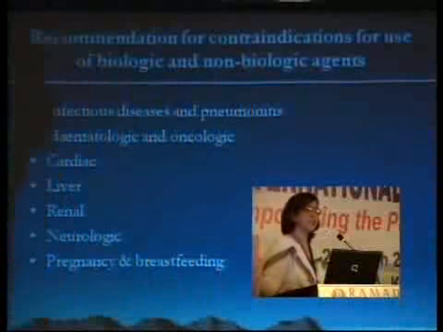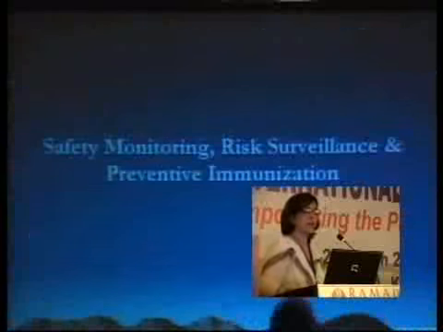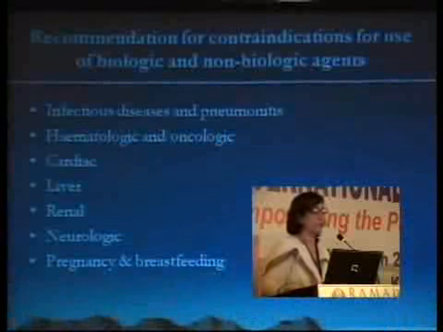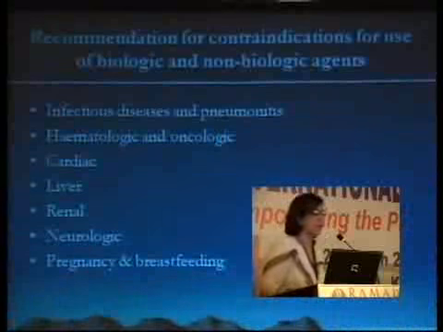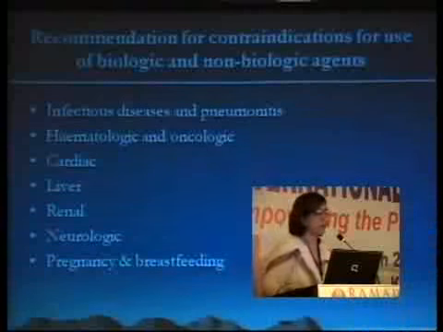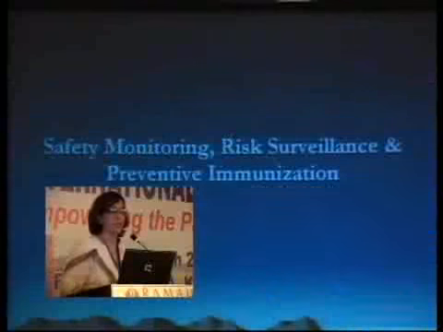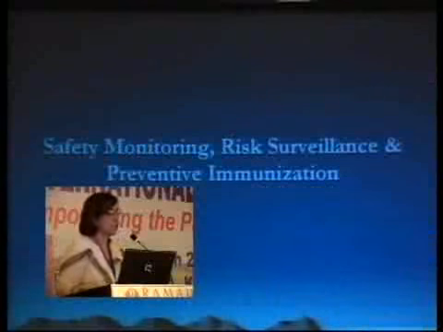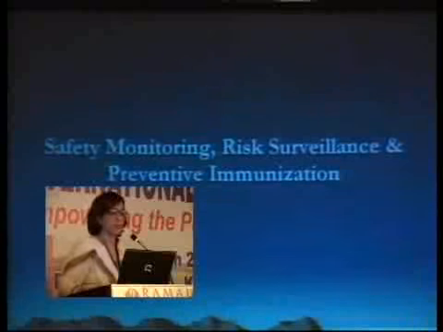So what are the recommendations or contraindications for use of biologic and non-biologic agents? Infections, especially pneumonitis, malignancies like lymphoproliferative disorders, class 3, class 4 heart failure, hepatitis B, hepatitis C, creatinine clearance less than 30, MS, you do not use it, pregnancy, and if patients obviously are breastfeeding. We have to have safety monitoring and risk surveillance going on. We should have our own registries, we should have complete data, and we should also look at preventive immunization.